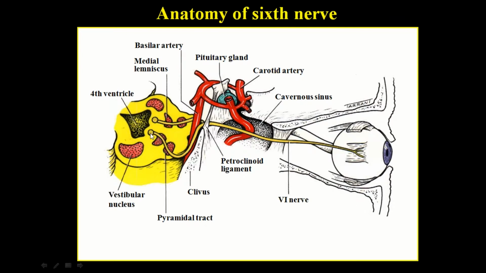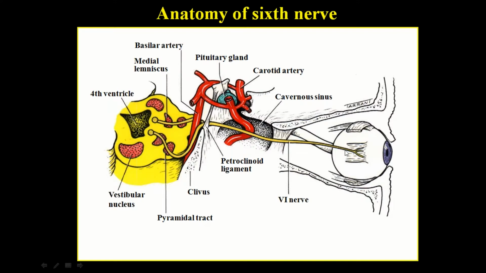So I'll repeat it again. From the facial colliculus, the sixth nerve passes along the pyramidal tracts and along the basilar artery. From there into the Dorello's canal, from the Dorello's canal along the internal carotid artery in the cavernous sinus, and from there into the superior orbital fissure, and then into the lateral rectus. So the main supply is to the lateral rectus.